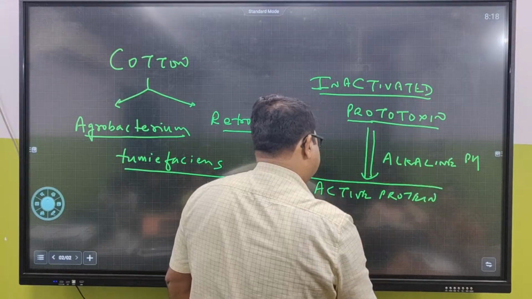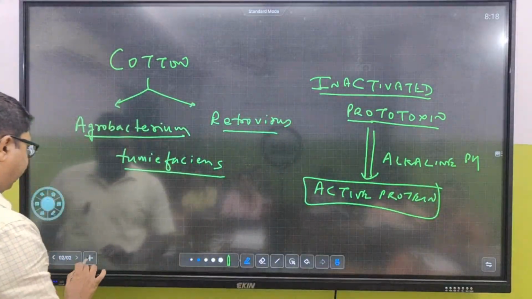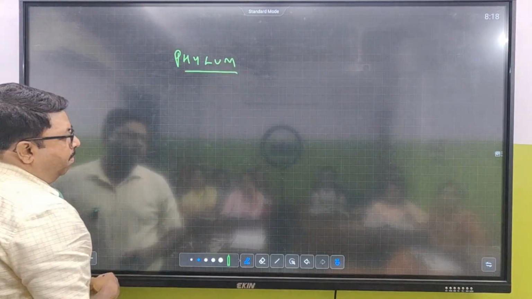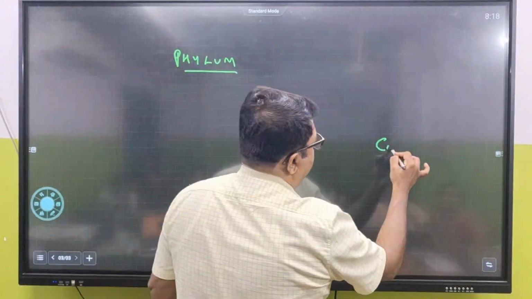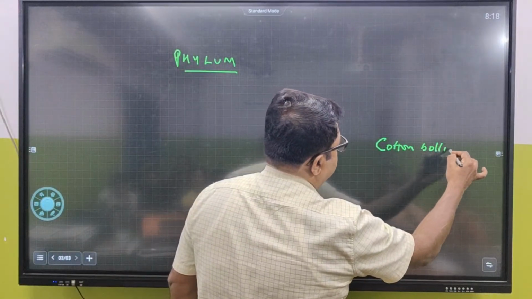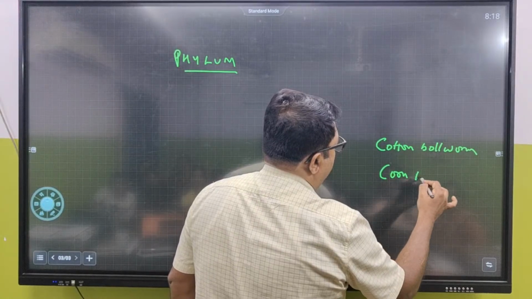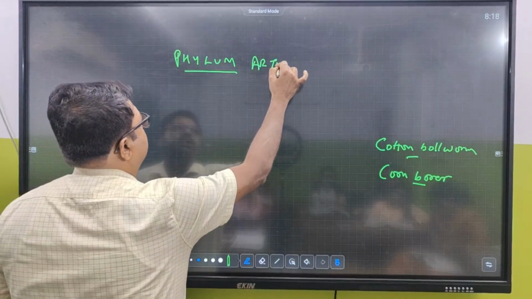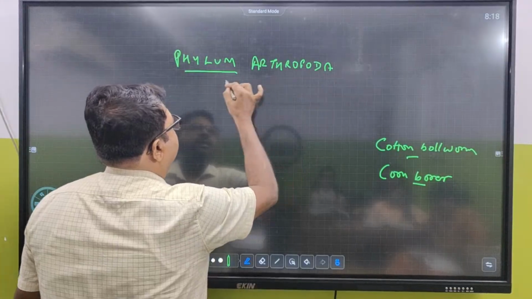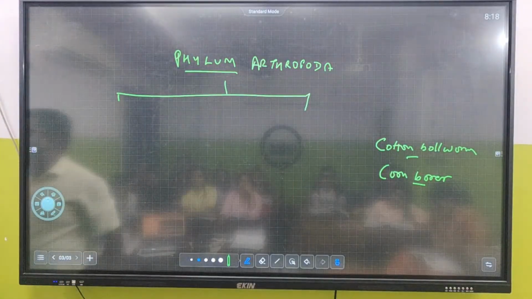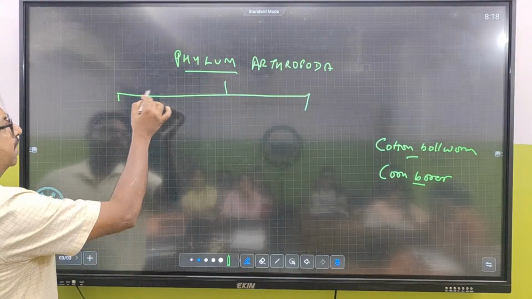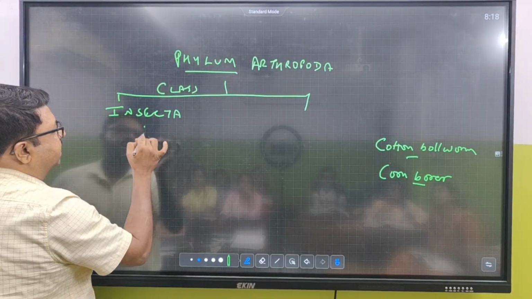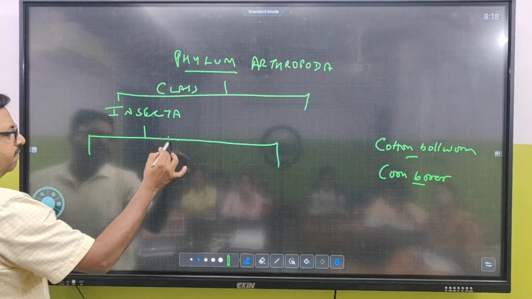And the receptors for this active protein are present in the normal pests of cotton. The normal pests defined in your book are two of them. One is called cotton bollworm, and the other is corn borer. These are insects which belong to phylum Arthropoda, under class Insecta, and under class Insecta there are three particular orders that have been defined in your book.